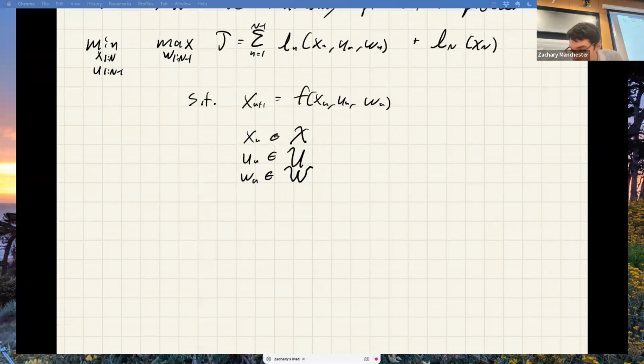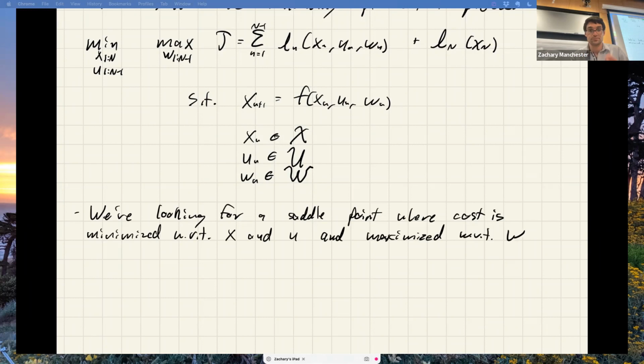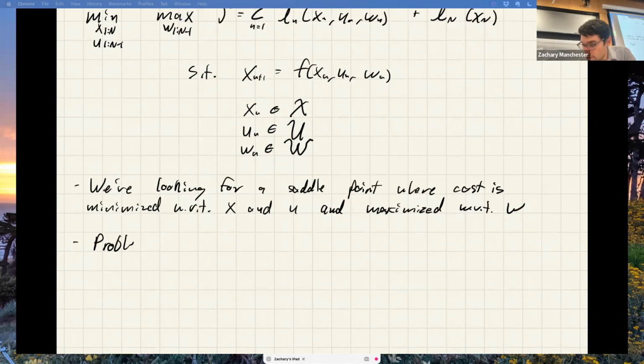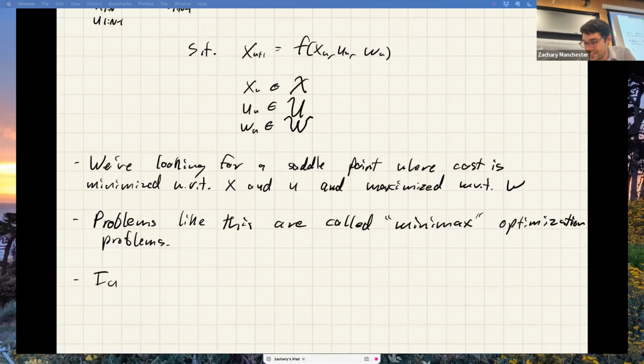Okay, so what to say about this? We're looking for a saddle point, where cost is minimized with respect to X and U and maximized with respect to W. So problems like this are called Minimax optimization problems. In general, these are quite hard to solve.